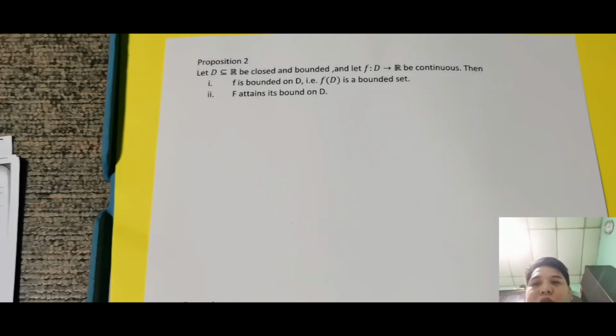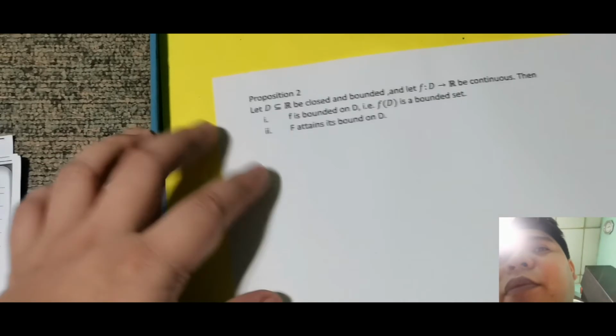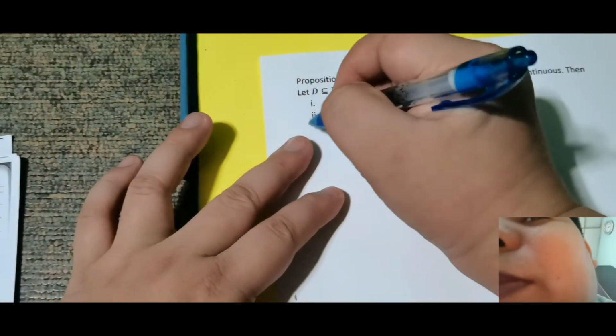So ipoprove ko yung dalawa na yan. I think pwede naman, kaya naman. So by the use of Bolzano-Weierstrass. So, ipoprove ko to una, yung 1. So, ito yung proof of 1.